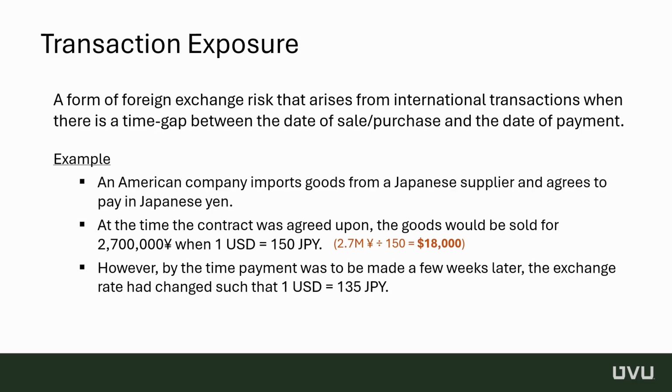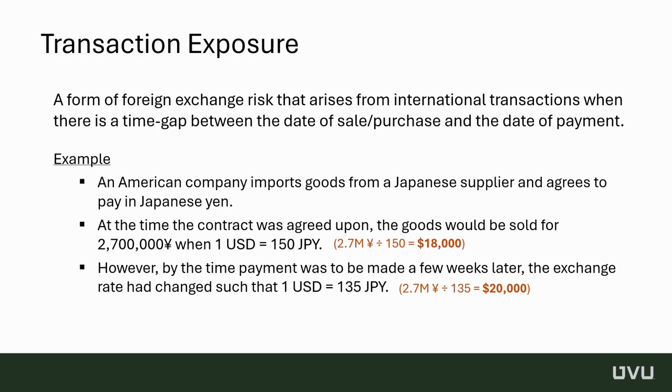But now suppose that payment is not due until a few weeks later, and by the time payment is made, the exchange rate has changed. Instead of $1 US equaling 150 yen, $1 US now equals only 135. So the same exact 2.7 million yen costs more today in US dollars. We could see this by dividing 2.7 million yen by 135, which now gives us 20,000 US dollars. Now, to be clear, nothing about the inventory itself has changed.